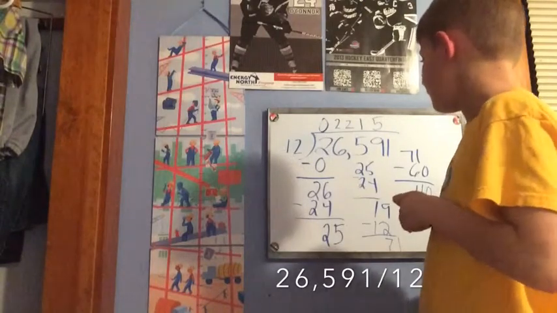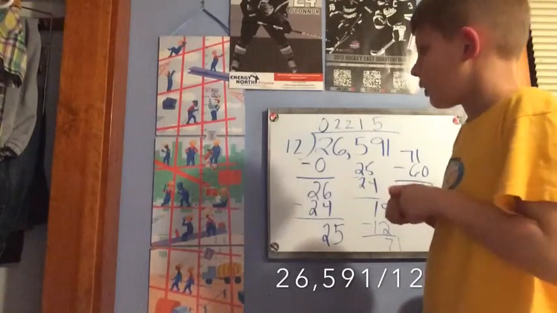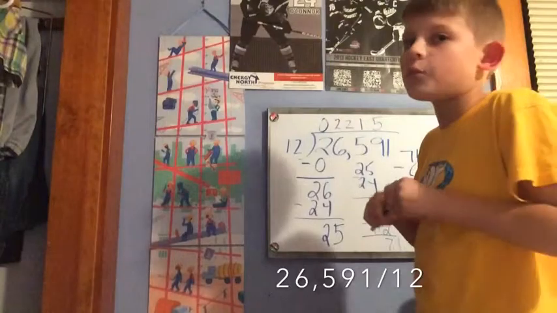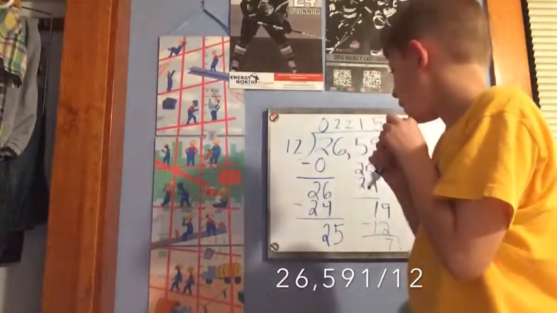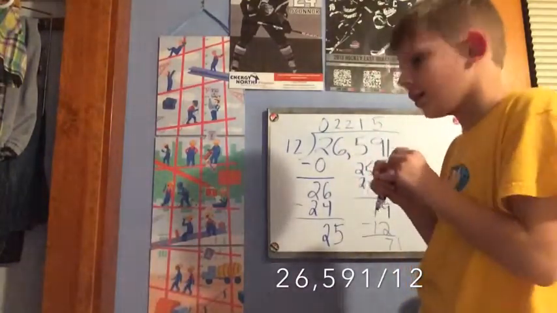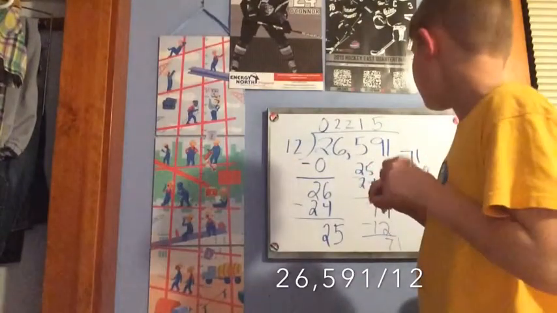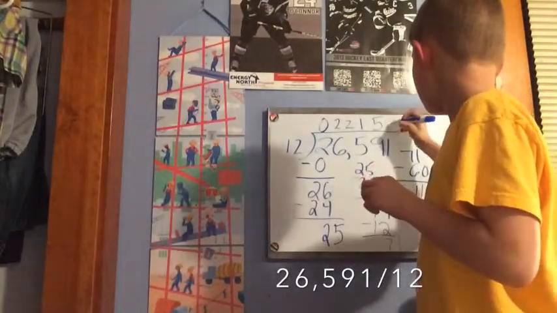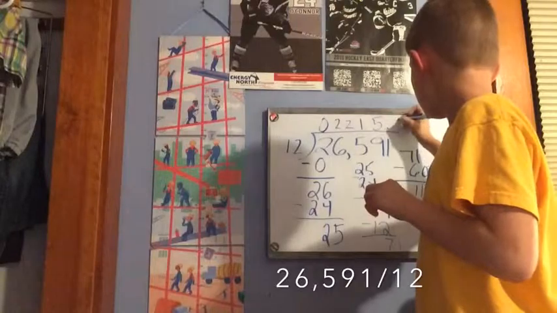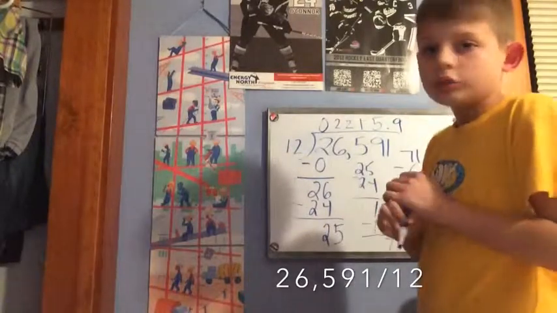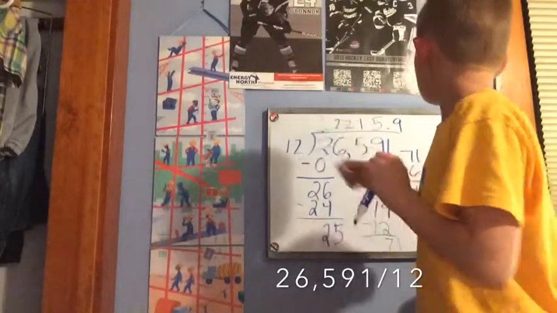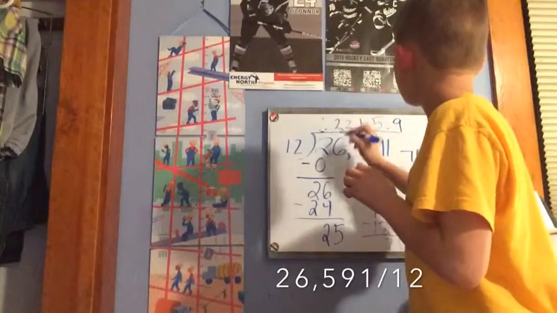So 110 into 12. Well, 12 times 12 is too big. 12 times 10 is 120, which is still too big. 12 times 9 is 108. So it's 9. So that is really 2,215 times 9.